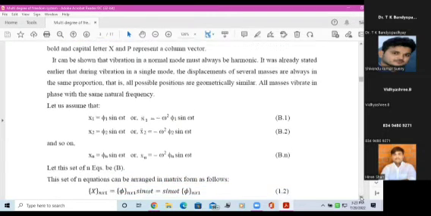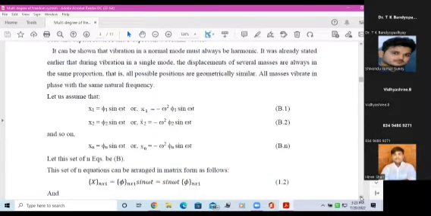So you make some assumptions, that is, displacement x1 is equal to phi1 sine omega t, and x1 double dot is equal to, you can differentiate it twice to get acceleration, x1 double dot is equal to minus omega square phi1 sine omega t. Similarly, x2 is equal to phi2 sine omega t, and x2 double dot is equal to minus omega square phi2 sine omega t, and so on.